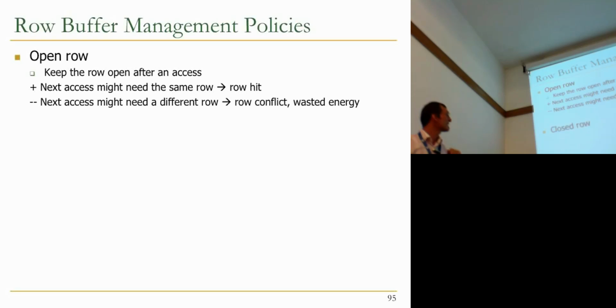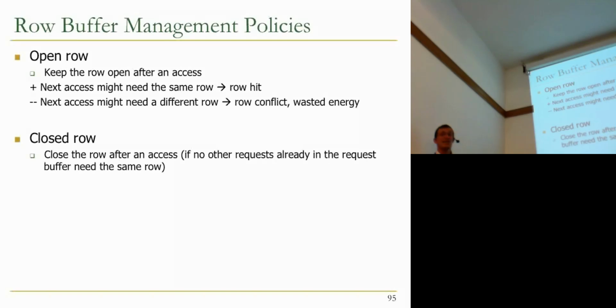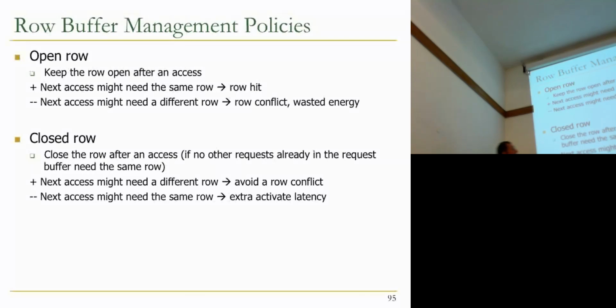The other policy, closed row policy, that's employed in many controllers, you close a row after an access, assuming there are no other requests already in the request buffer that need the same row. So you actually scan the request buffer to figure that out with some logic. The upside is next access might need a different row. This way you avoid a row conflict. You precharge the array earlier. Whereas if the next access needs the same row, then you have an extra activate latency. So you have a trade-off now. Do you use the open row policy or do you use the closed row policy?